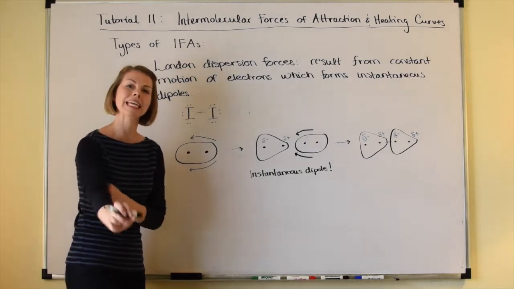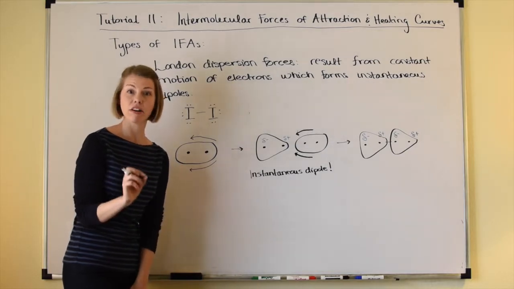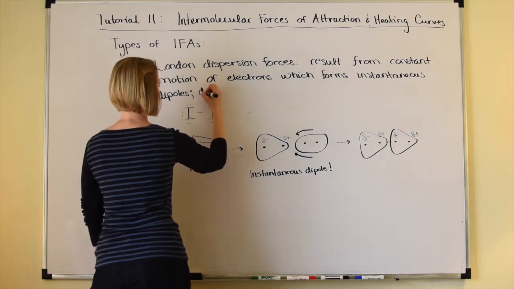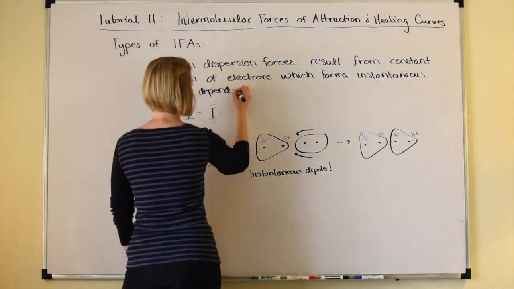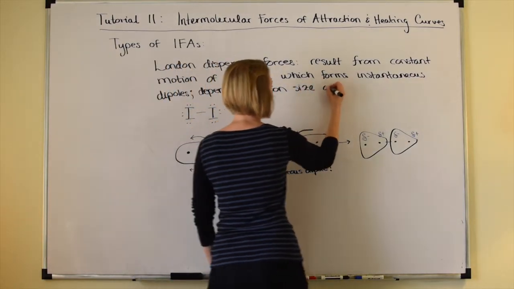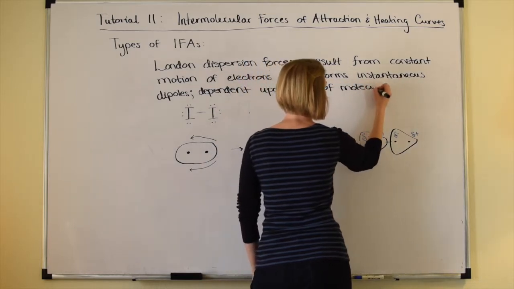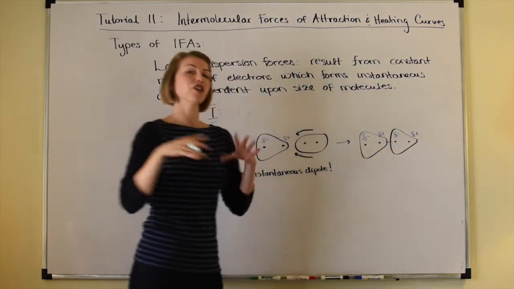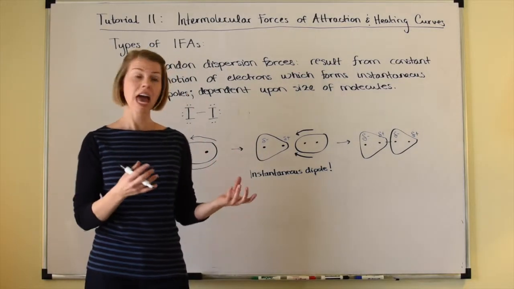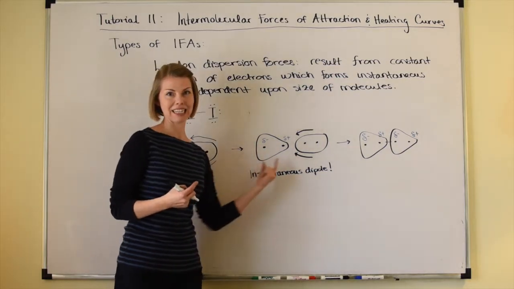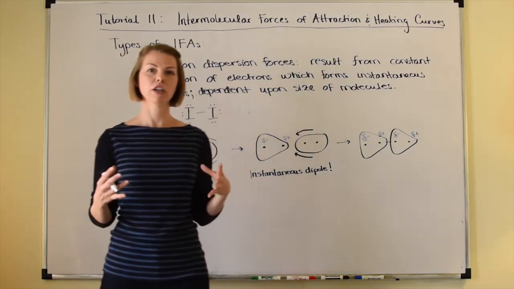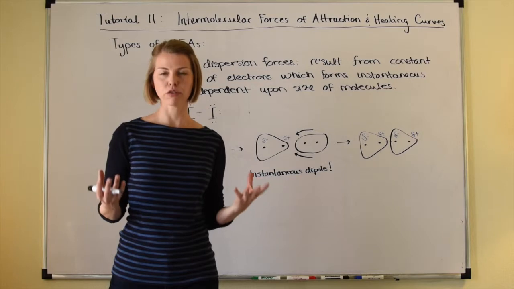It's very much dependent on the size of the molecule. Okay, so let's write that here. Dependent upon the size of the molecules. That is, the larger the molecule, the more electron density there is to be pushed around, and the greater this instantaneous dipole can be. Okay, so larger molecules tend to have greater London dispersion forces of attraction.